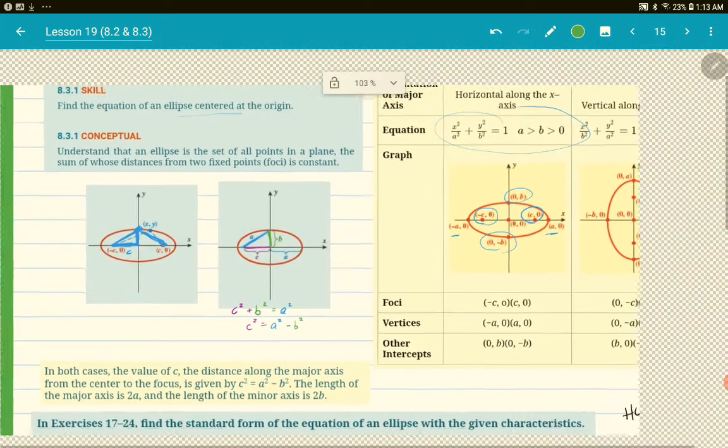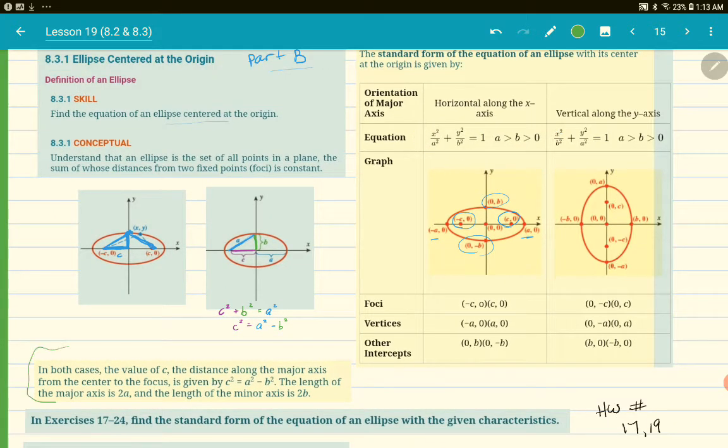So in both cases, horizontal or vertical, the value of C is the distance along the major axis from the center to the focus. That's that distance right here, or right here, depending which direction we go. And it's given by that equation that we just found. The length of the major axis is going to be 2a because it's plus and minus a. And the length of the minor axis is going to be 2b.